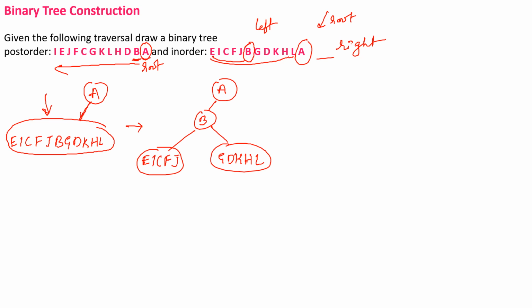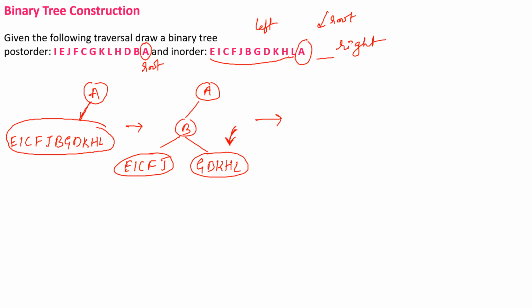Now we are supposed to identify which node is the parent here among G, D, H, K, L. For that we have to check the post order and we have to scan it from right to left. And we have already considered these two nodes. The next node in the post order traversal is D. So that means D is the parent here among these nodes. So A's left child is B, B's right child is D.